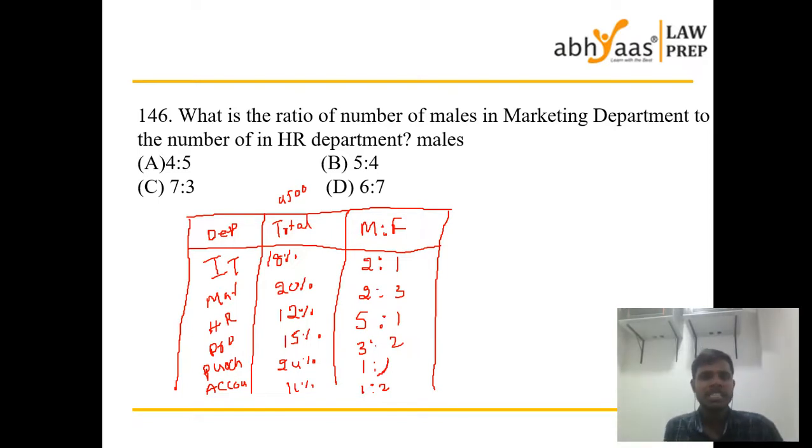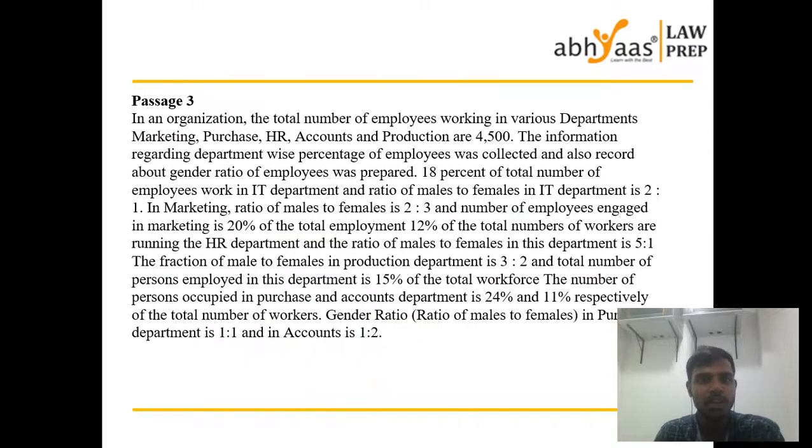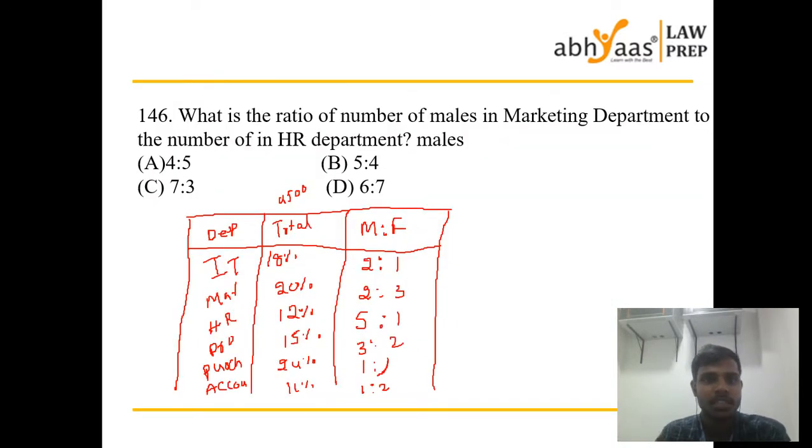Now, what is the mistake most people make? They calculate 18% of 4,500, 20% of 4,500, 12%, and then try to calculate the total number of males and females, which will take a lot of time. Now, look at the first question: what is the ratio of the number of males in the marketing department to the number of males in the HR department?